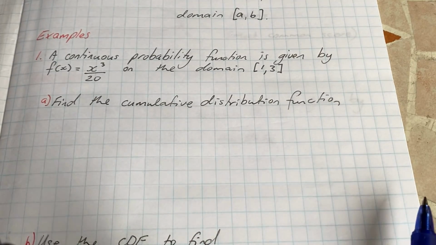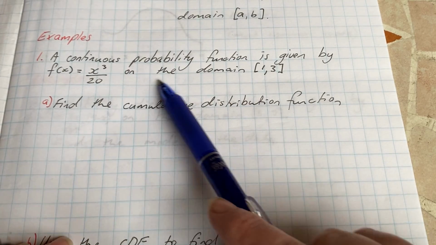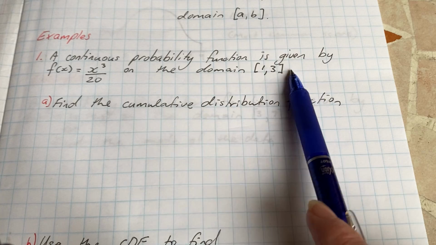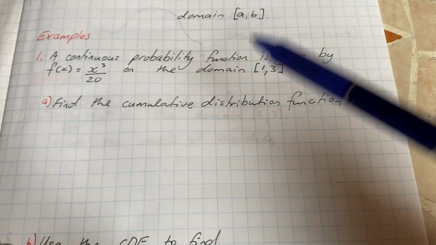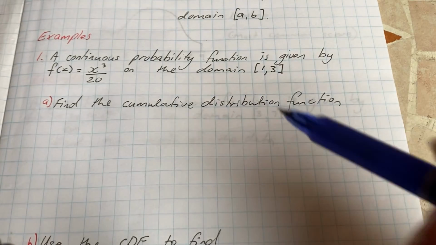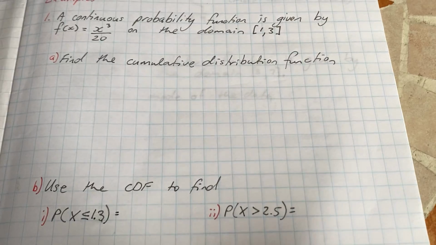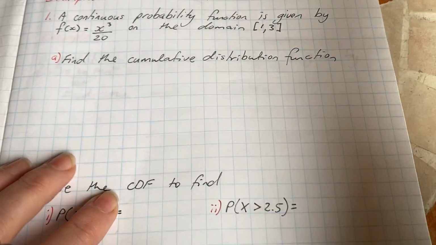So a continuous probability function is given by f of x equals x cubed on 20 on the domain 1 to 3. We don't have to prove that that is a probability density function. We're told that it is. If you did integrate it from 1 to 3, you should get 1, but we don't have to do that. Find the CDF, find the cumulative distribution function. So that just means integrate.